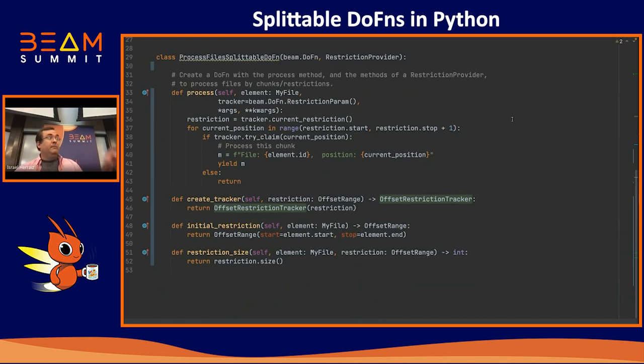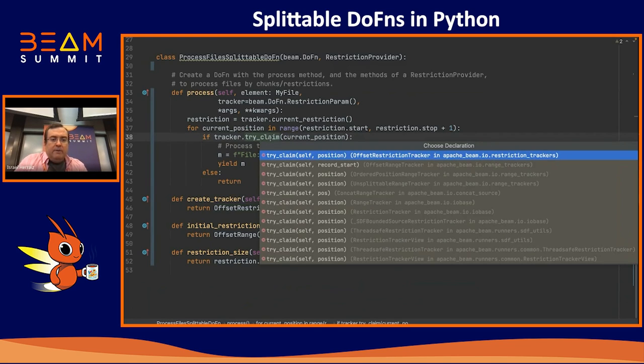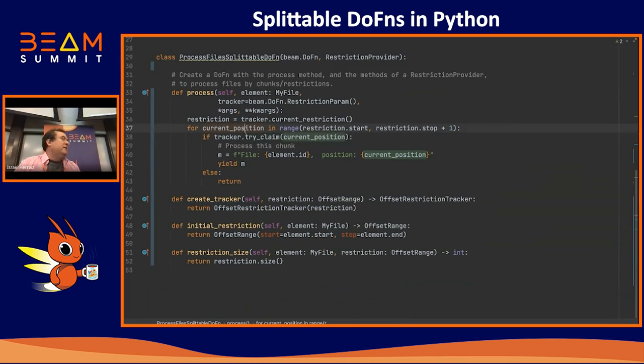But again, let me insist. Yes, you're totally right. In a real batch reading of files, you should read by chunks because that's where the performance gains are. Yes. And you could claim a range instead of a position. So for claiming here, because we are using an offset, you have to claim a position, but a position could be anything. Okay, it depends on your tracker. This is a method of your tracker, so it depends on what your tracker understands. Okay, but you could perfectly claim a range. Yes.